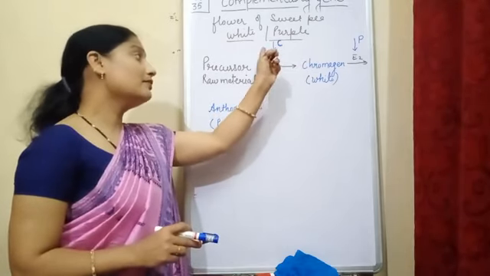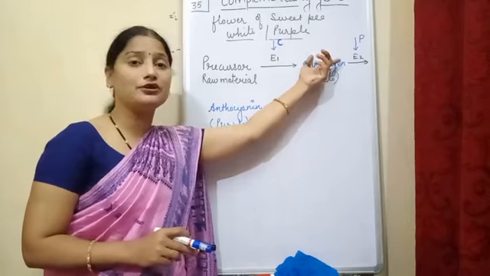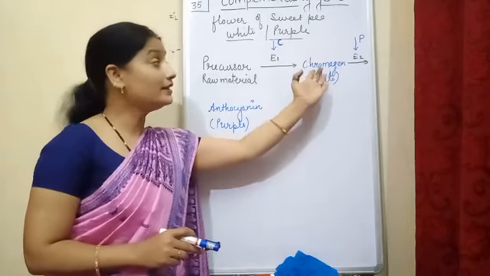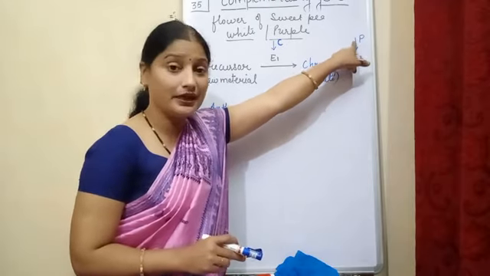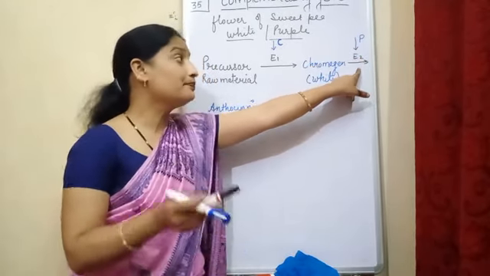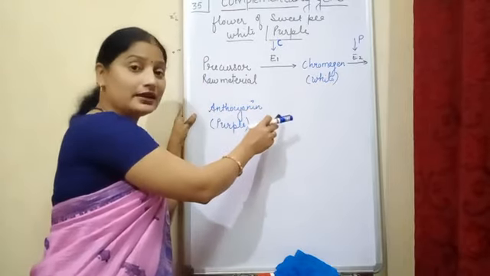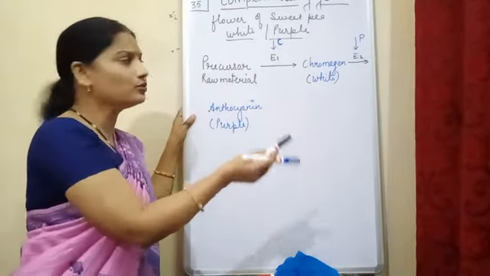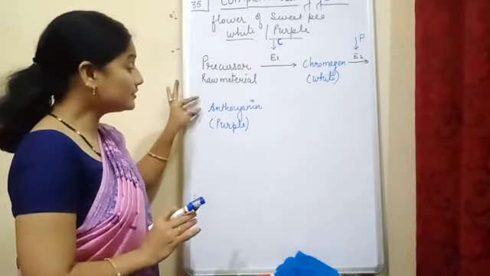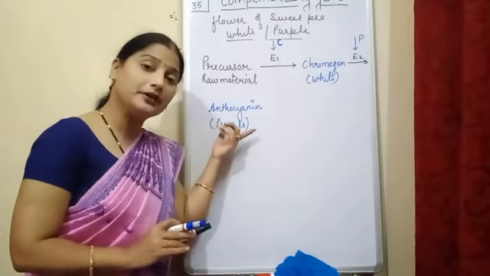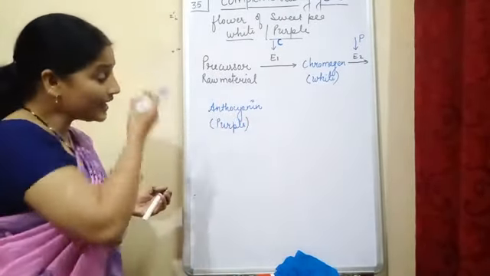This enzyme will help in the formation of a chemical called chromogen, which is responsible for the white color. And then the E2 enzyme will be synthesized with the help of the gene P, and this E2 enzyme will help in the formation of a chemical called anthocyanin, that is also known as the pigment. Chromogen and anthocyanin pigments, and this pigment is responsible for the purple color of the flower.